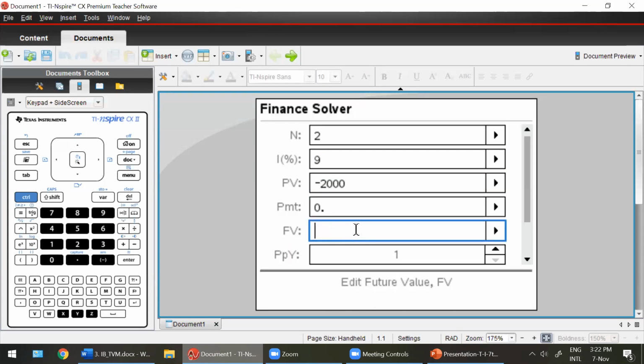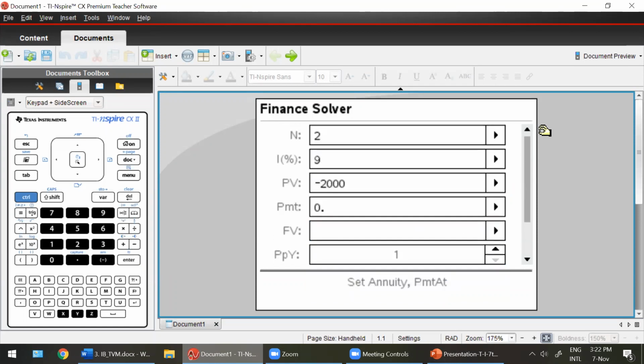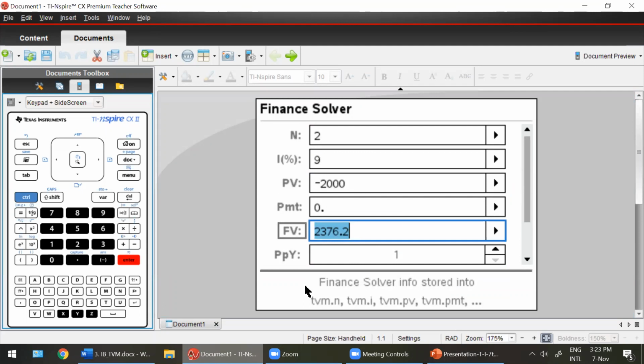FV is going to be left blank because that's what you want to calculate. This is 1, right? Come down. This is again going to be 1, and end, correct? So just hit enter in order to calculate FV, but make sure that the cursor is next to FV. And now you know that you have arrived at your answer of $2,376.